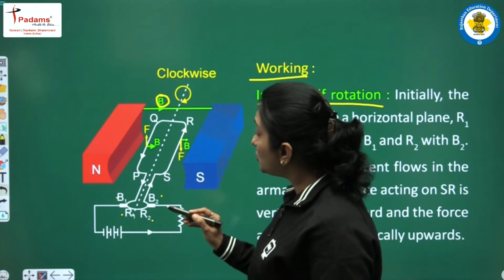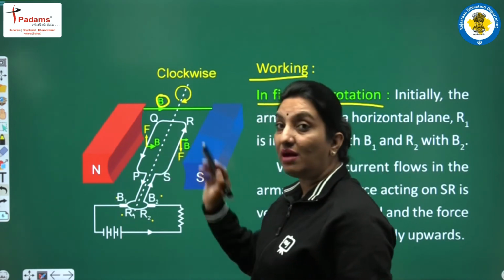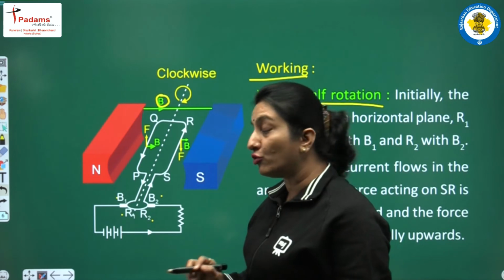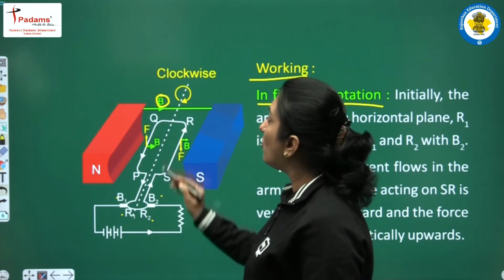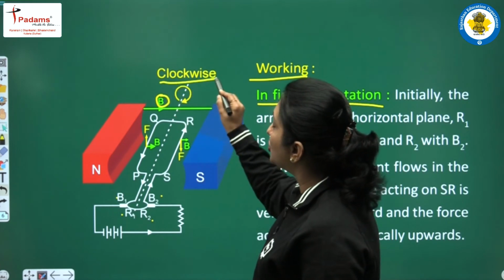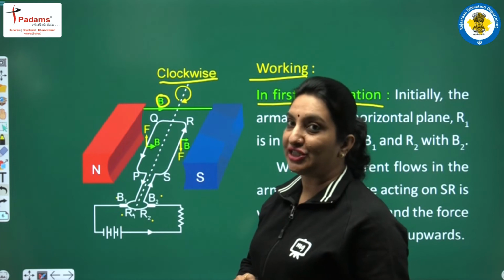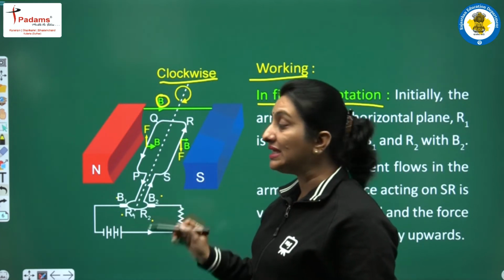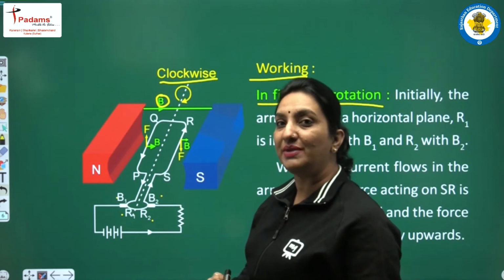So what we see is, students, that this arm experiences a downward force and this arm experiences an upward force. So this rectangular coil will move in a clockwise direction. So the armature coil will move in a clockwise direction. This is what happens in the first half of rotation of this armature coil.